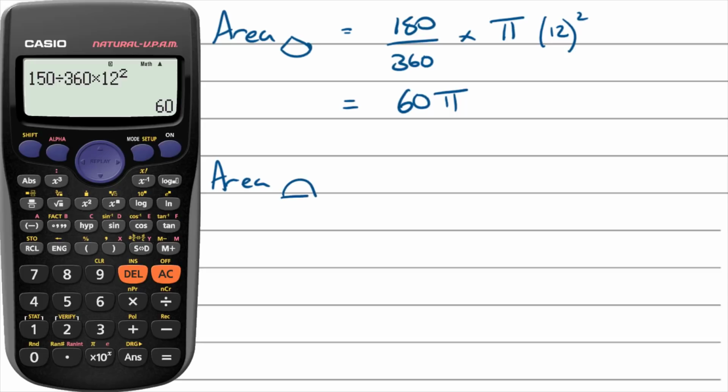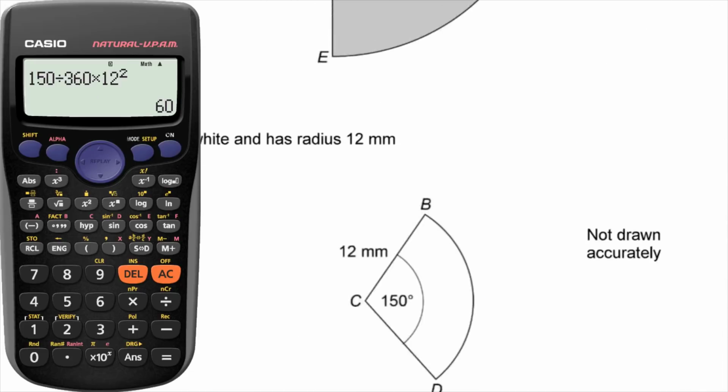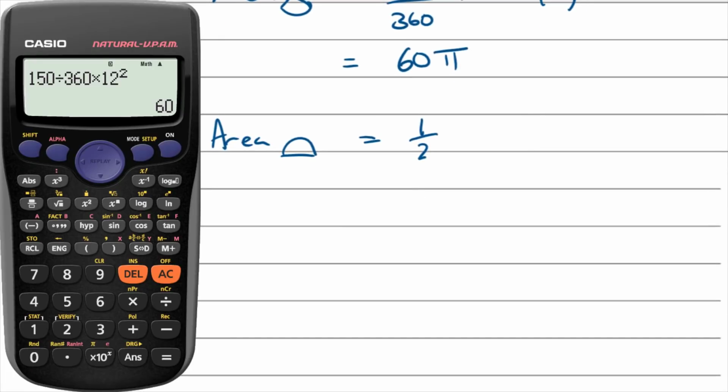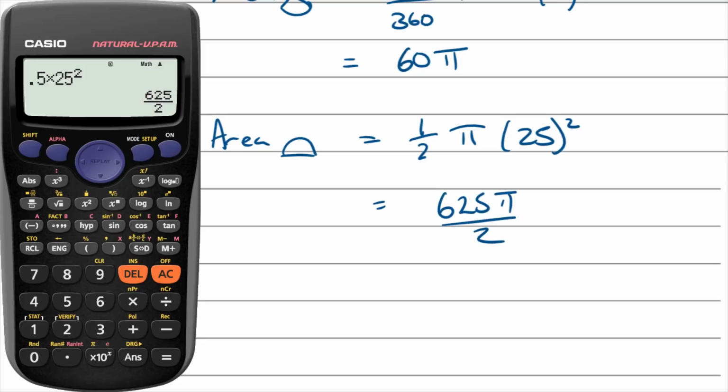So what about the semicircle then? The area of the semicircle is going to be 1/2 of pi r squared, isn't it? So what is the radius of that? 25. So it's going to be 1/2 of pi times 25 squared. So 25 squared is 625, divided by 2 is 312.5. I'm just going to leave it as 625 pi over 2 for now.